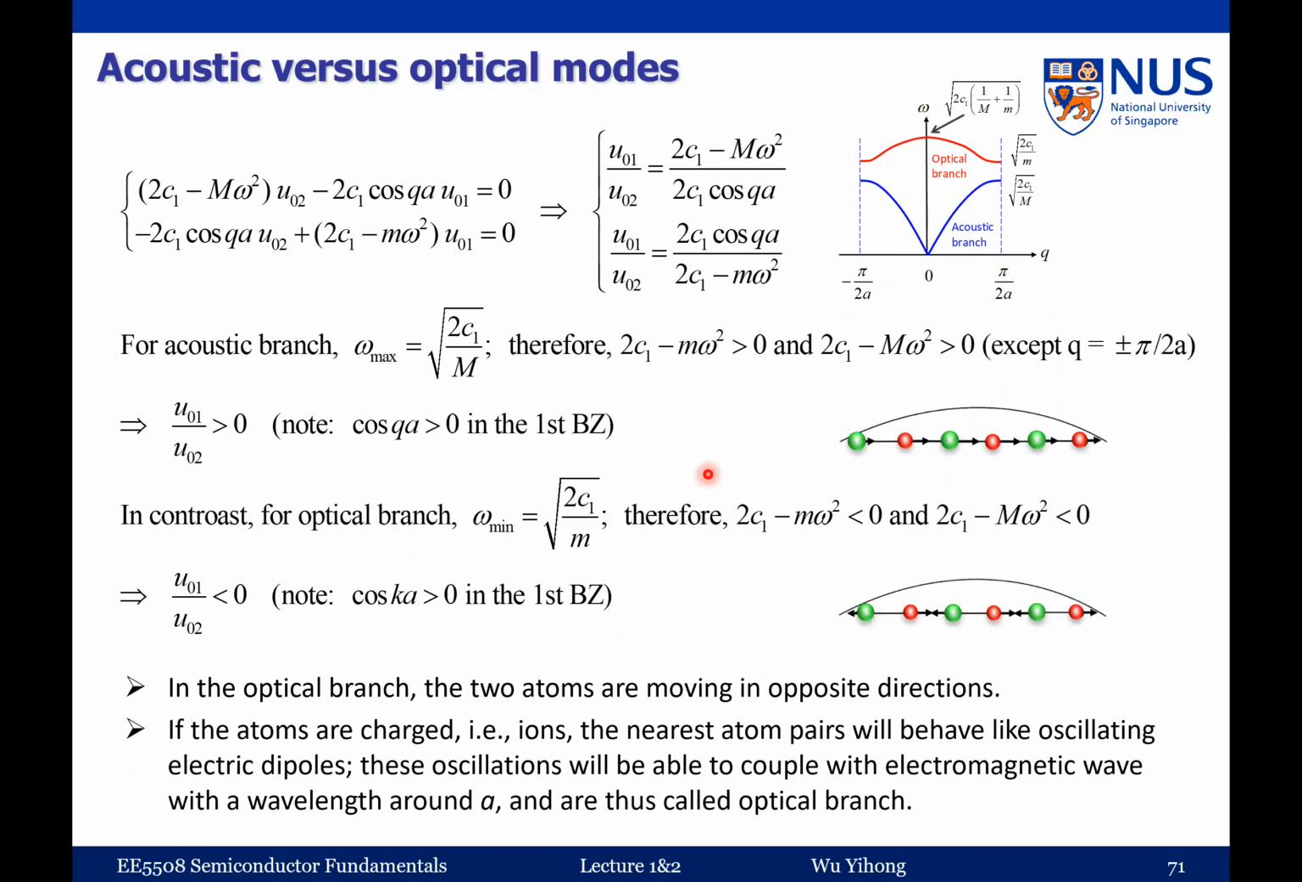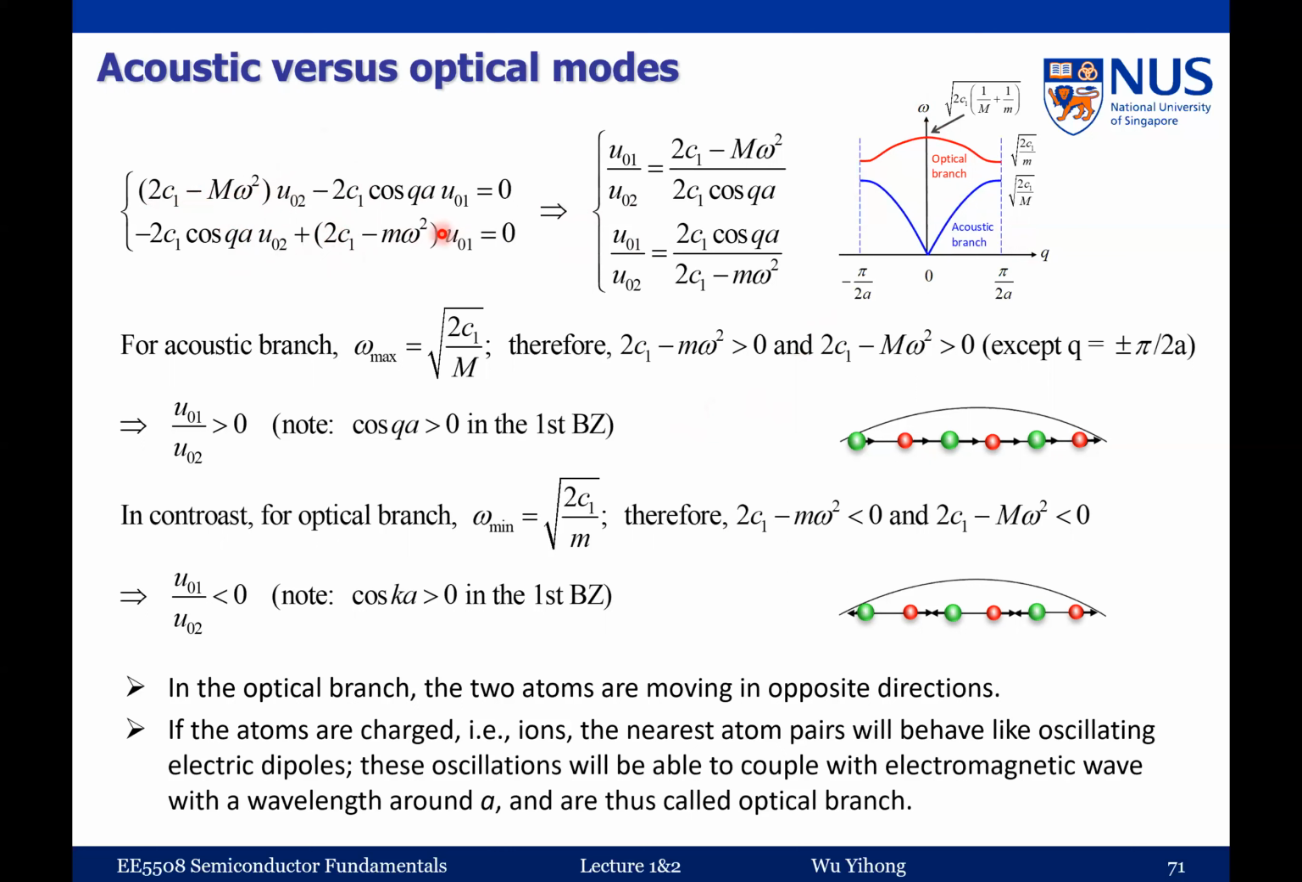So now, why do we call the lower branch the acoustic branch, and the upper branch the optical branch? Okay, so now we just look at how the two atoms vibrate in these two different dispersion curves. To understand this, we rewrite the two equations from the previous slide. We didn't do anything, we simply copied them over, which is given here, right?